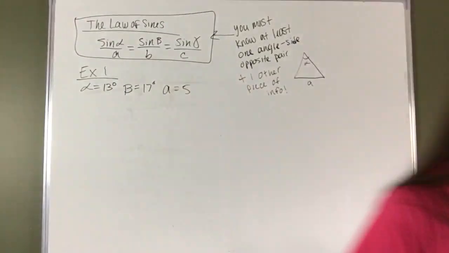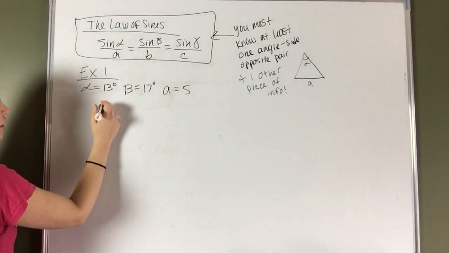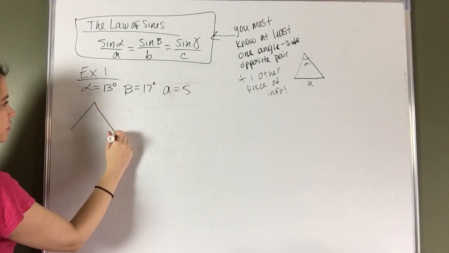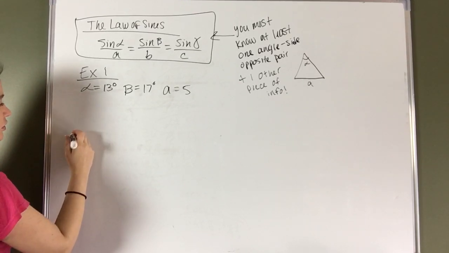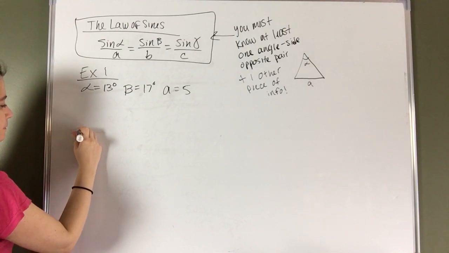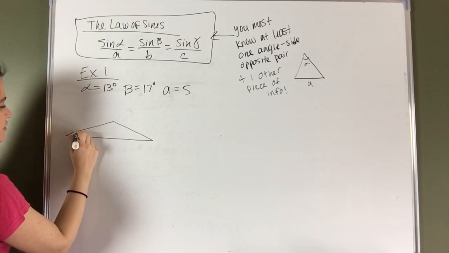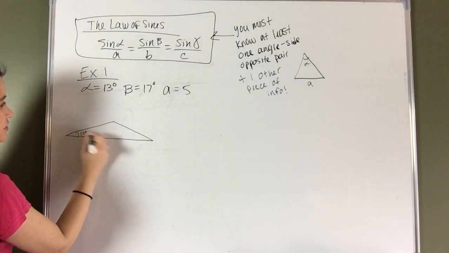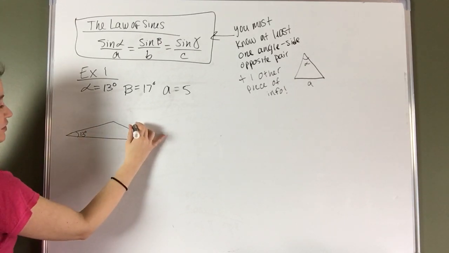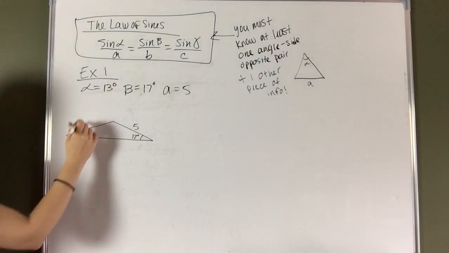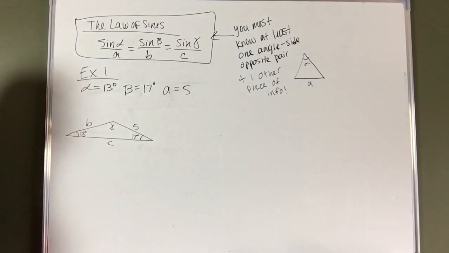All right, so let's draw a picture for this. Triangle. That's not very good. This triangle is probably more like this. So if this is alpha, this will be our 13 degrees, we'll say. Beta will be over here, it would be 17 degrees. A has to be across from alpha, so the 5 has to go there. B is across from beta. This is gamma, and this is C.